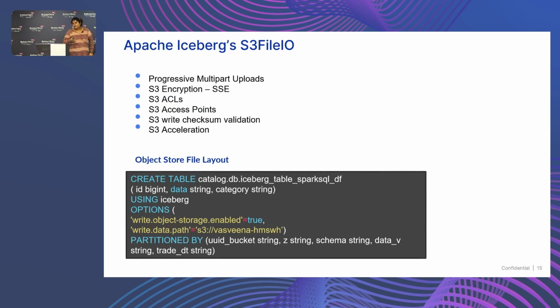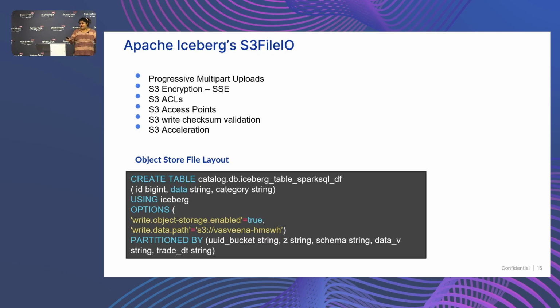And last, I want to talk about the Iceberg integration with S3. Iceberg interacts with S3 using S3 file IO, which is what it uses to read and write to S3. And like I said, it supports all the features of S3, like multi-part upload, server-side encryption, access control list, access points for multiple regions. I'm not going to talk about those things, but what I want to talk about is a feature that has been really invaluable for some of our largest enterprise customers who are working with terabytes or even petabytes of data in their data lake. And that would be object store file layout.